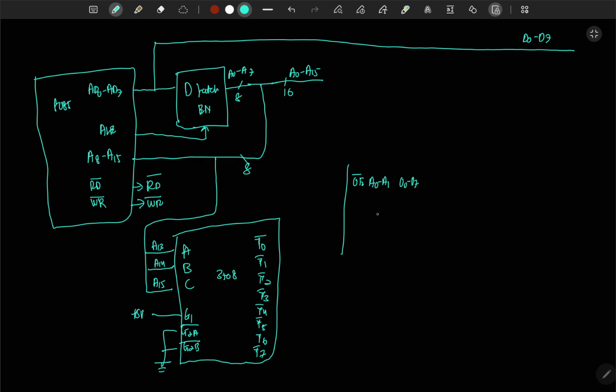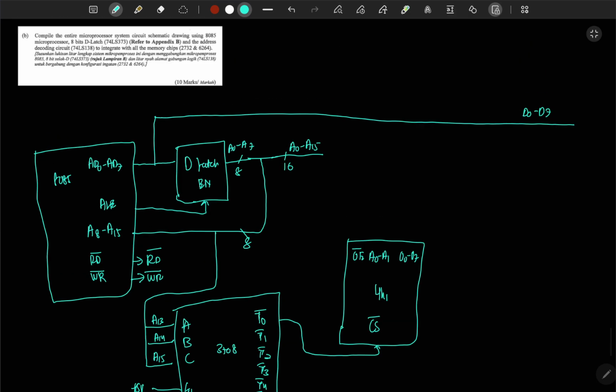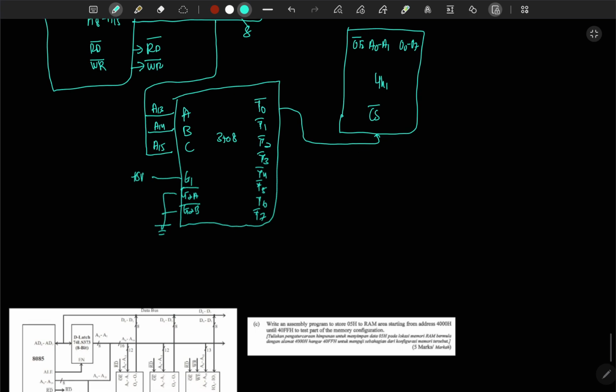So if we write it here for K1 as RAM, so chip select. So this is our RAM 1. So Y0 is going to be here because it's going to select the chip 1. Okay, chip 1 because 4K RAM 1.